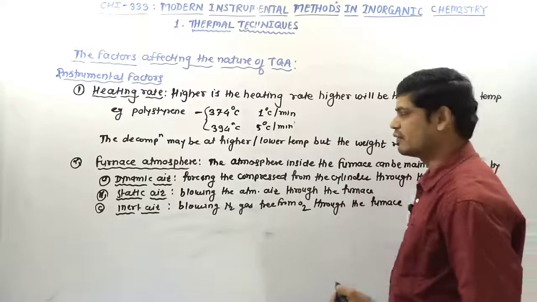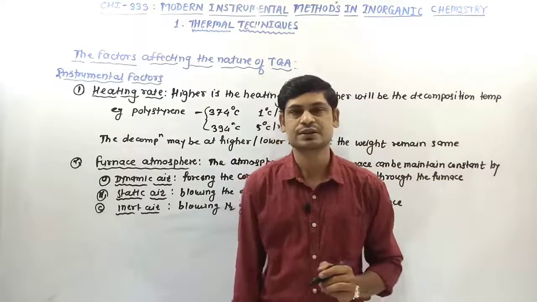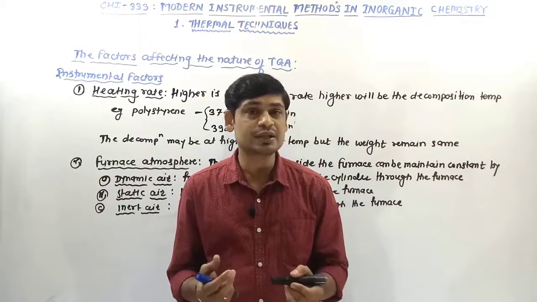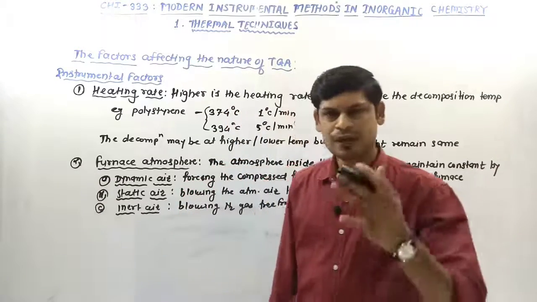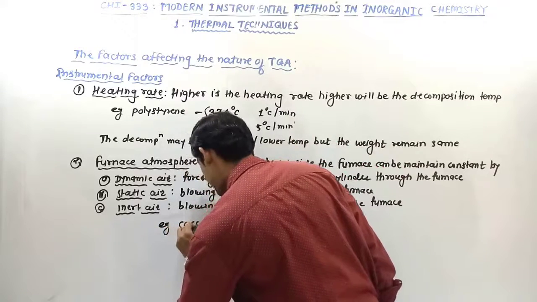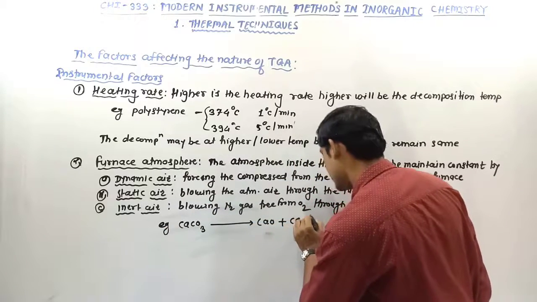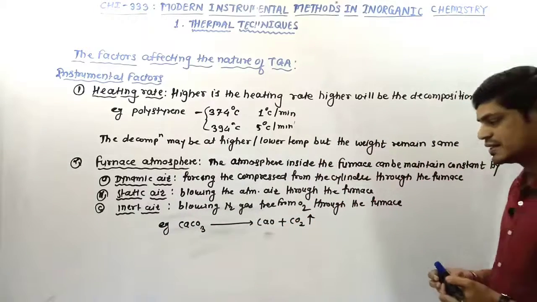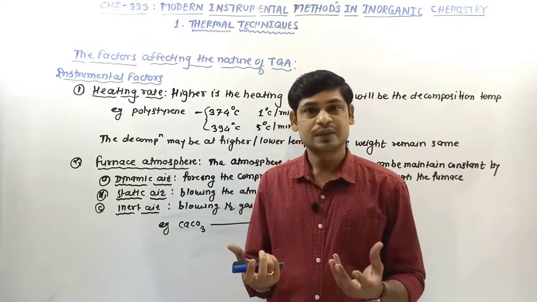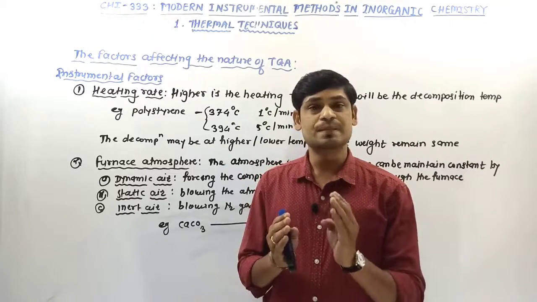So these are the three different ways to maintain the constant atmosphere inside the furnace. Again, the question arises in our mind, why do we need to maintain the constant atmosphere in the furnace? We will take an example of the decomposition of calcium carbonate. Suppose calcium carbonate upon heating decomposes, it will give calcium oxide along with the liberation of carbon dioxide as a gas.